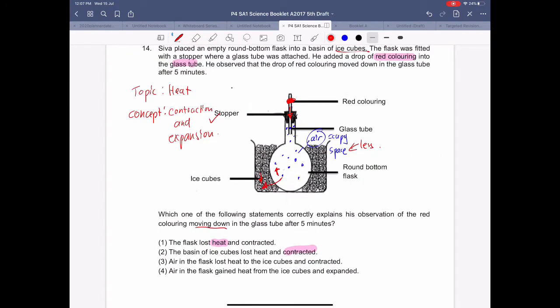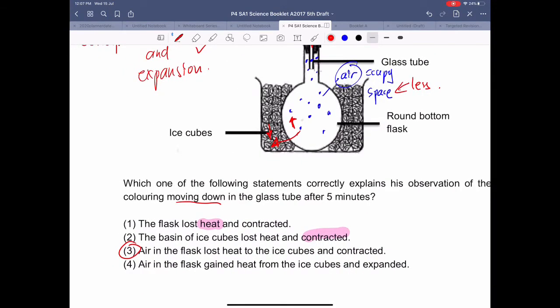So basically, the air in the flask lost heat to the ice cube and contracted. The rest of it does not make sense if you take a look at it. So I hope that by me going through this MCQ step by step, you notice that it's really not that difficult to score full marks. It really isn't. When you listen to me, identify the topic, identify the concept, and then after that, do your work.